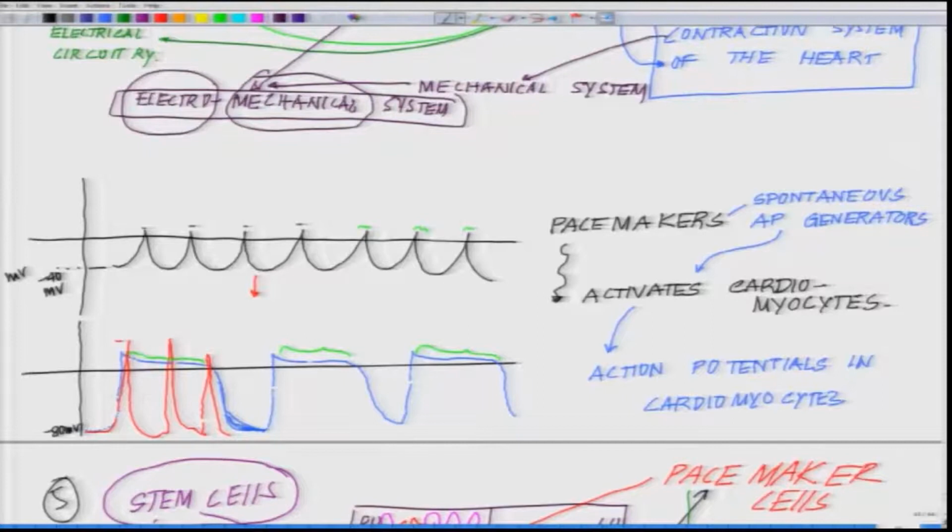So here for the neuronal cell, what did we learn? Sodium followed by potassium, right? For cardiomyocytes, it is exactly like that, sodium, but followed by calcium, followed by potassium, or these things happen simultaneously. I will come to how the calcium is playing the role, okay.